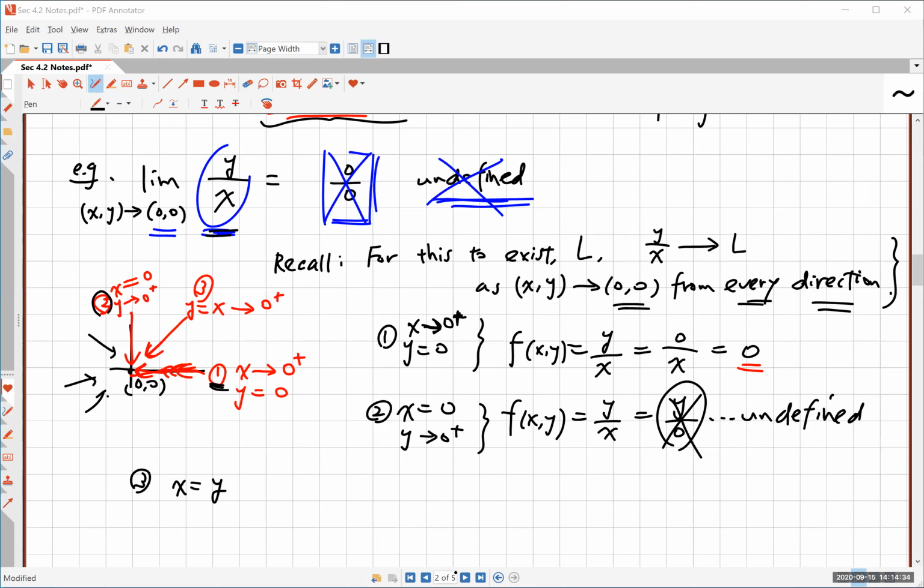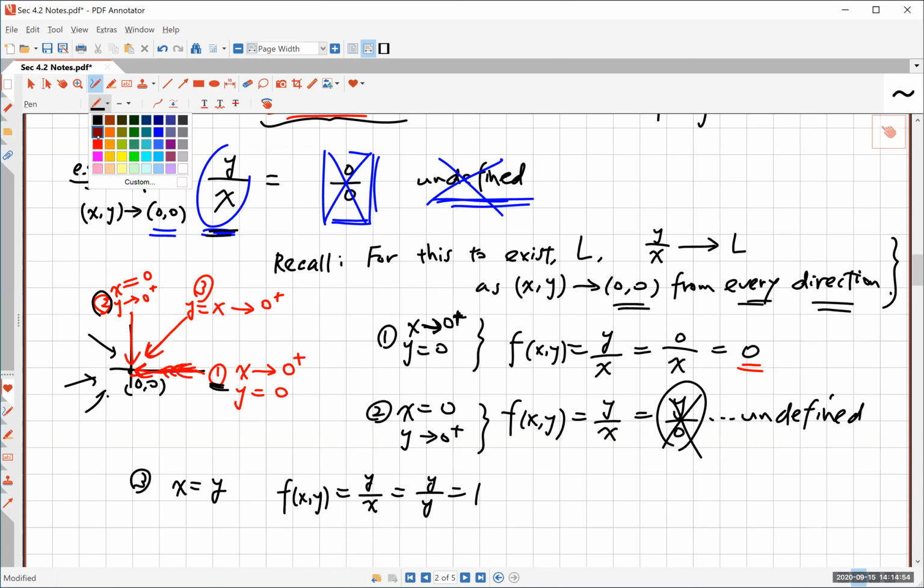Okay, in this situation, f of (x, y) is y over x. Remember, they're the same, y over y, and that's 1. Okay, so here's the picture. As you approach (0, 0) on path number 1, the value of the function stays 0. As you approach (0, 0) from this direction on path number 3, it continues to stay as 1. So the limit on path 1 is 0. The limit on path 3 is 1. You notice that these are not equal to each other, okay?